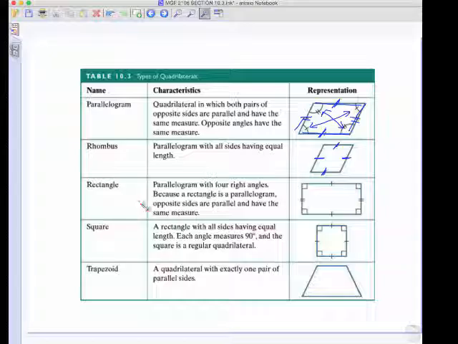A rectangle is a special kind of parallelogram. It's a parallelogram with 4 right angles. Because it's a parallelogram, it has all the parallelogram characteristics, but furthermore, we've got right angles here. A square is a type of rectangle because it's got all the right angles. The only difference is it's got all 4 sides equal. And a trapezoid is a quadrilateral with exactly 1 pair of parallel sides. That's parallel to that. These 2 sides here are not parallel. It's got exactly 1 pair of parallel sides.